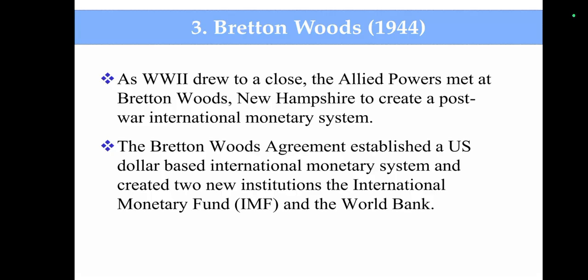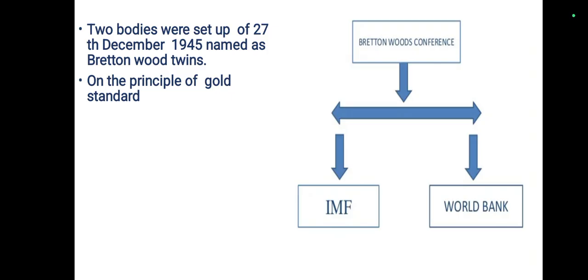What they thought was, the Allied powers met at Bretton Woods and made an agreement to establish two important institutions. We call them the Bretton Woods twins. After the meeting held in 1945, two important institutions were started: the IMF as well as the World Bank.